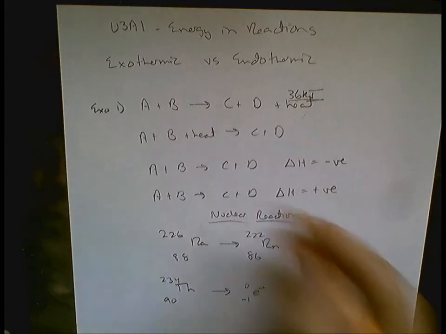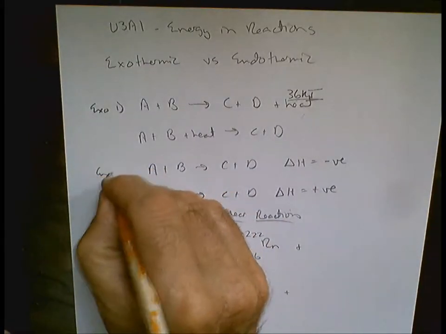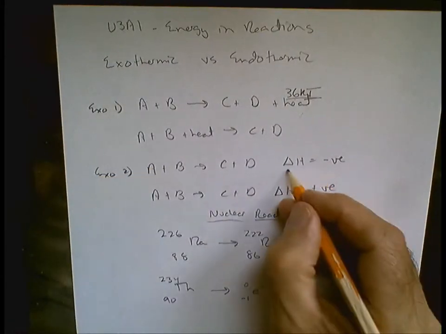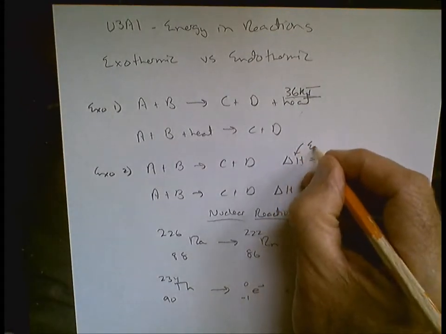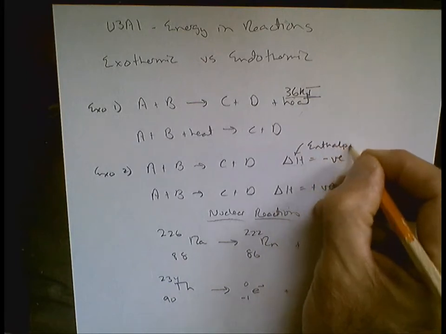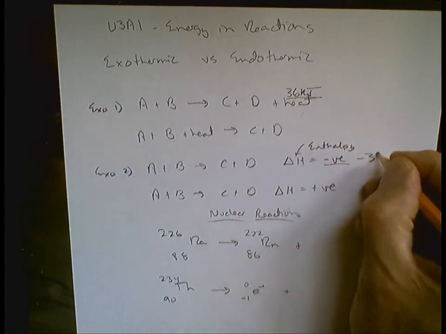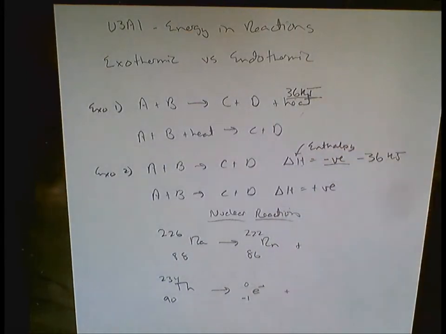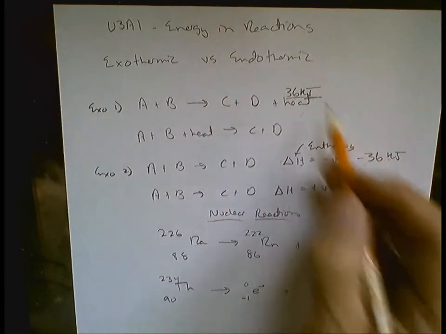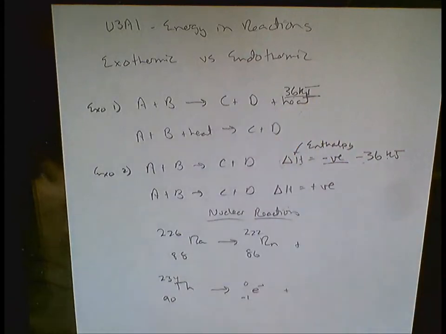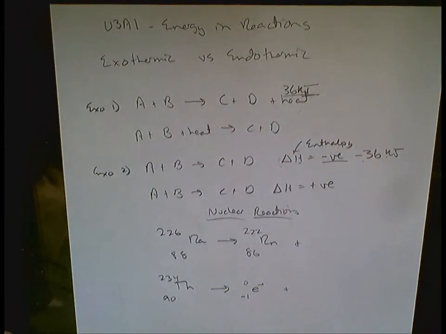The other way to write an exothermic reaction, that was number one, this is number two, is to say that the delta H, which is the enthalpy, we call it the enthalpy of the reaction, is a negative number, like negative 36 kilojoules. So if you put the delta H and it's negative, it's exothermic, or if you write it right in the equation, it's exothermic.